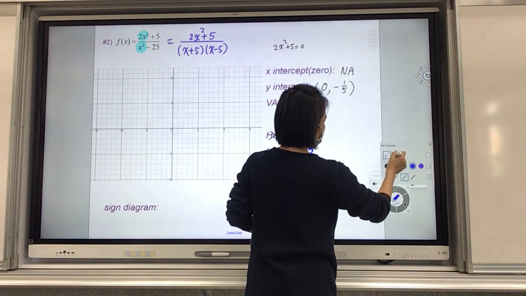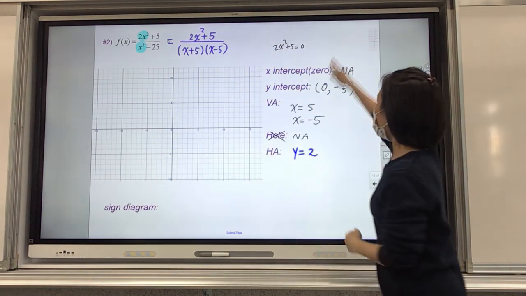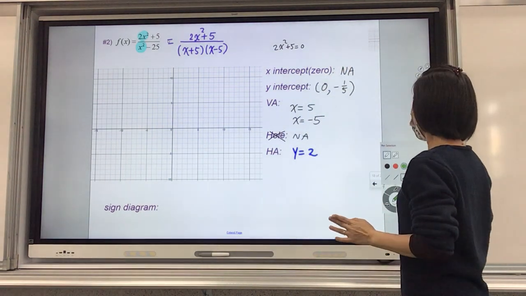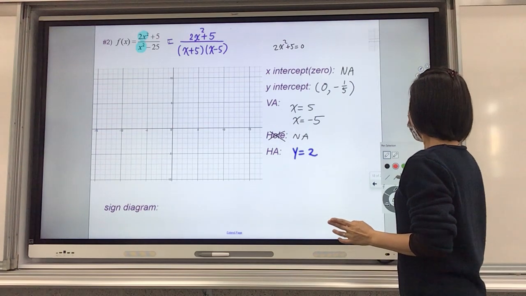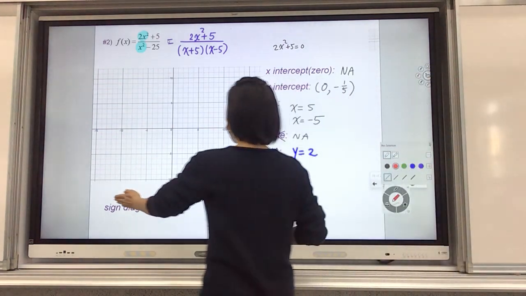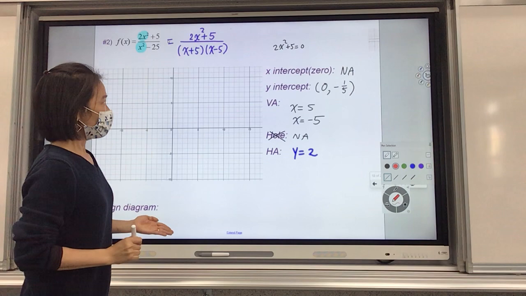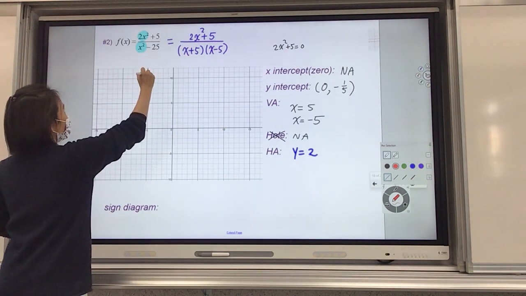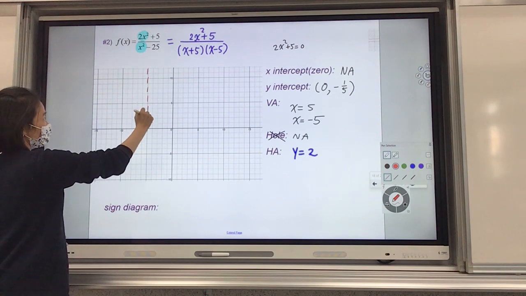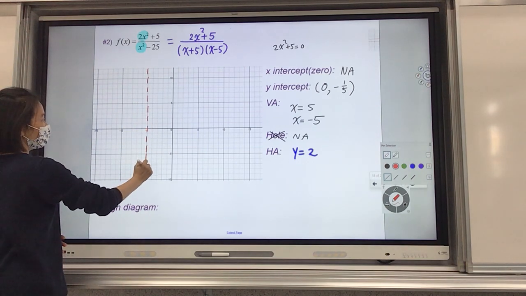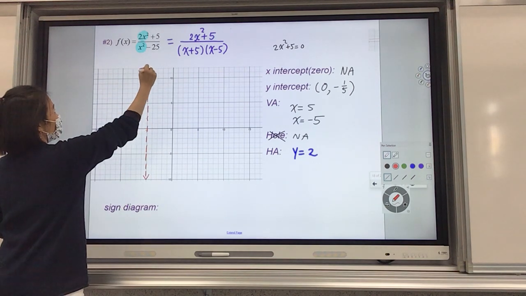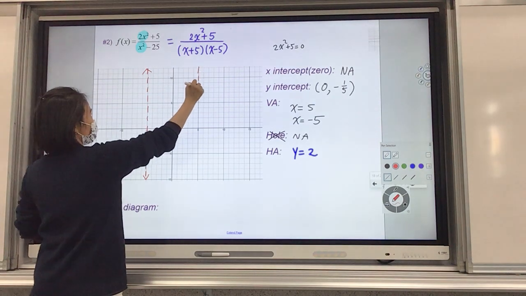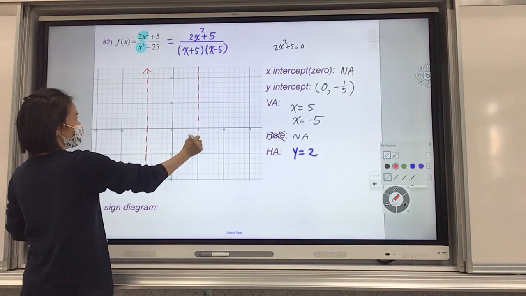Now, let me just put all this down first, and then we will create the sign diagram, okay? Vertical asymptote at negative 5 and 5. I like this one. A lot of space.